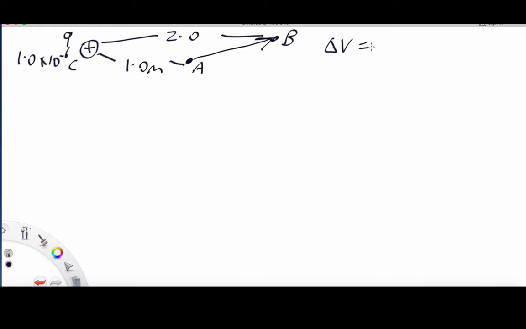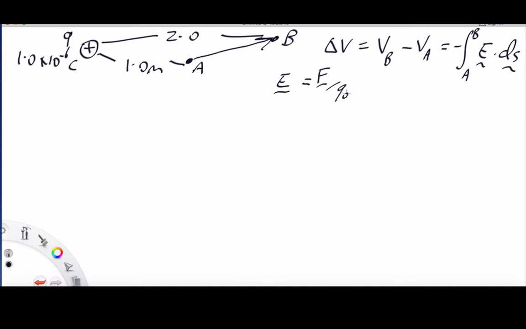And we are interested in the change in potential as we move from A to B. So that change, or potential difference, will be just the potential at B minus the potential at A. And we know that in terms of the electric field, that is the integral going from A to B of E times ds. Now let's remember that for a point charge, E, which is F over q naught, is just going to be Q over 4 pi epsilon naught r squared.